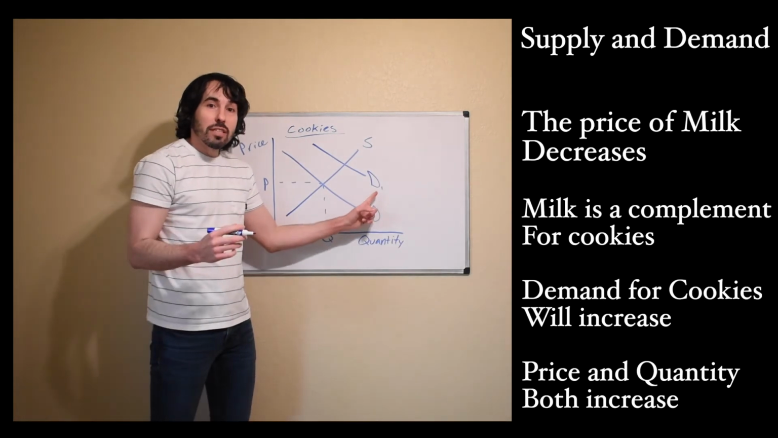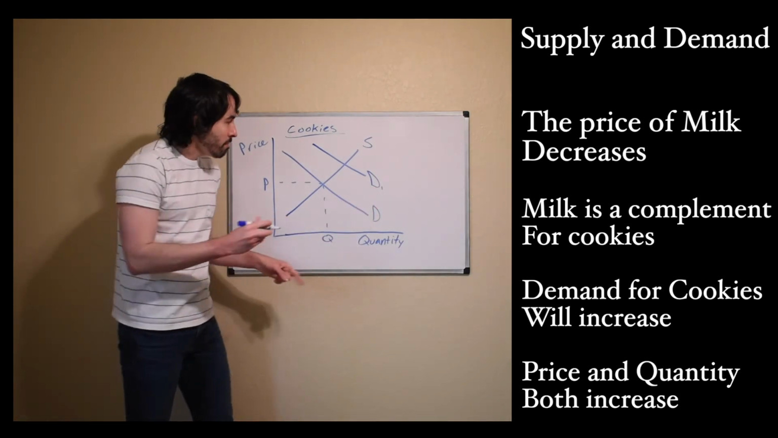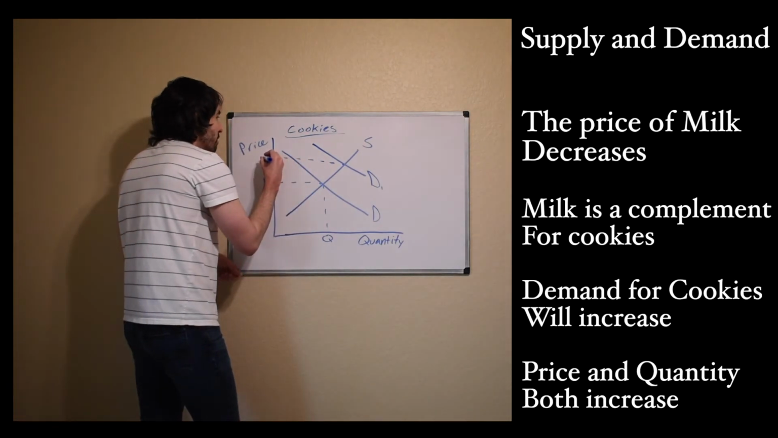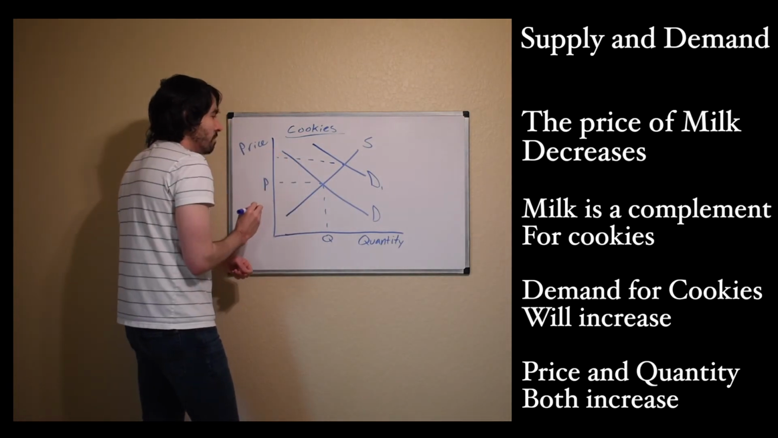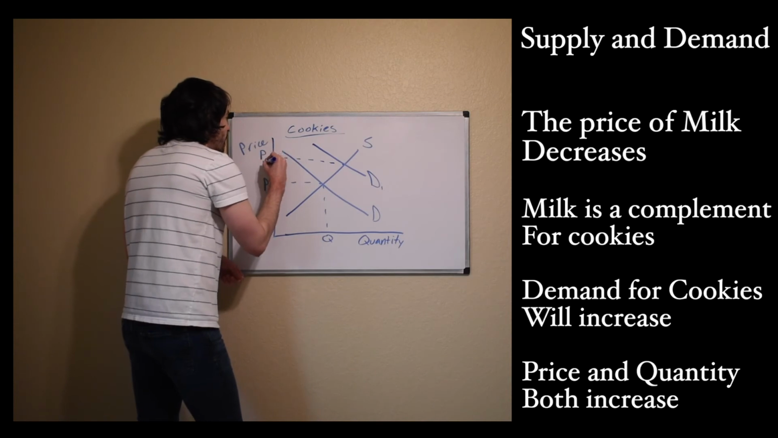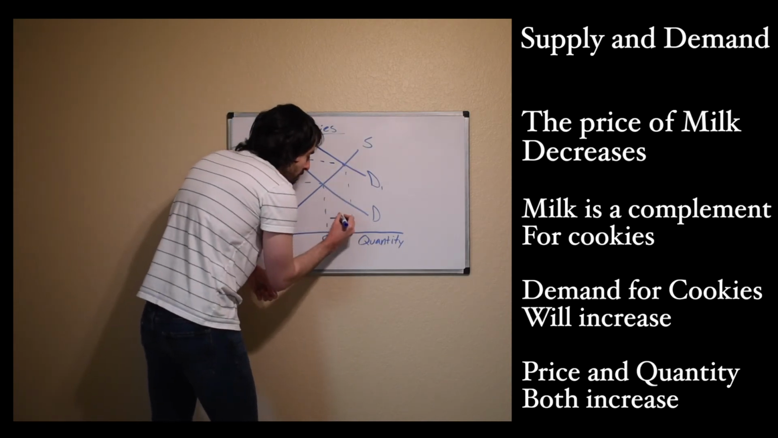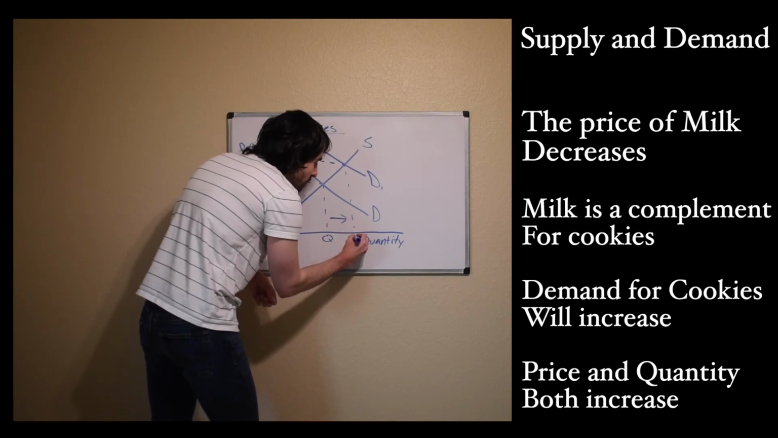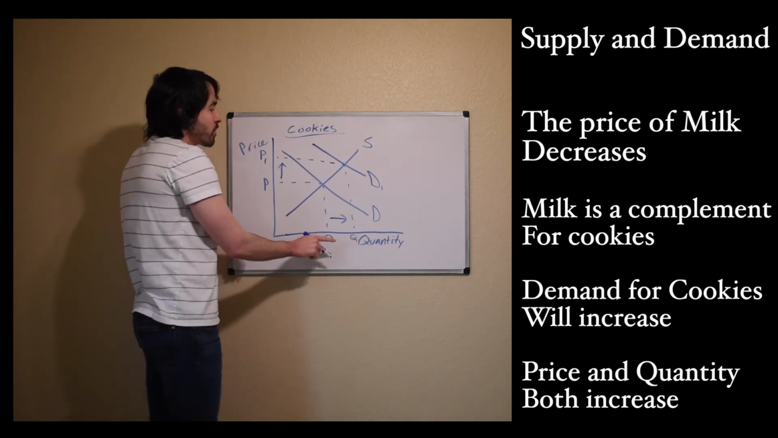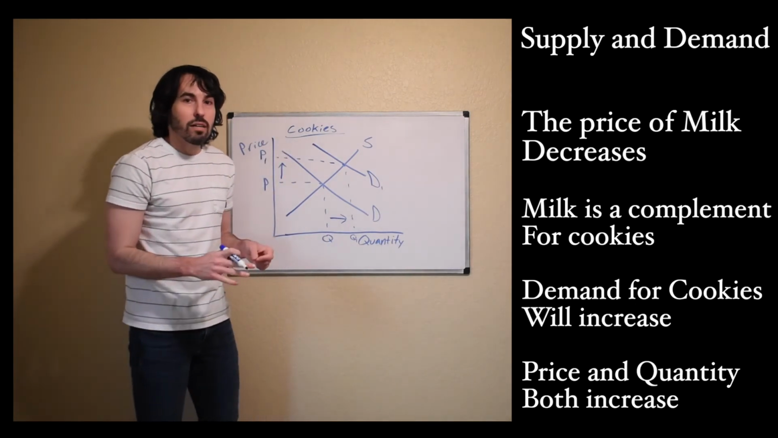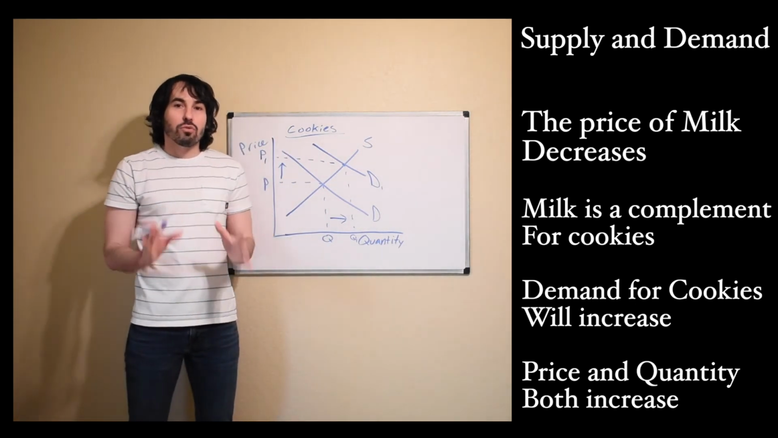Again, I'm going to be labeling my new demand curve as D1. I'm going to label my new price as P1. I'm going to label my new quantity as Q1. And I'm showing that my quantity has increased and the price of cookies has increased as well. I'll actually do one more.